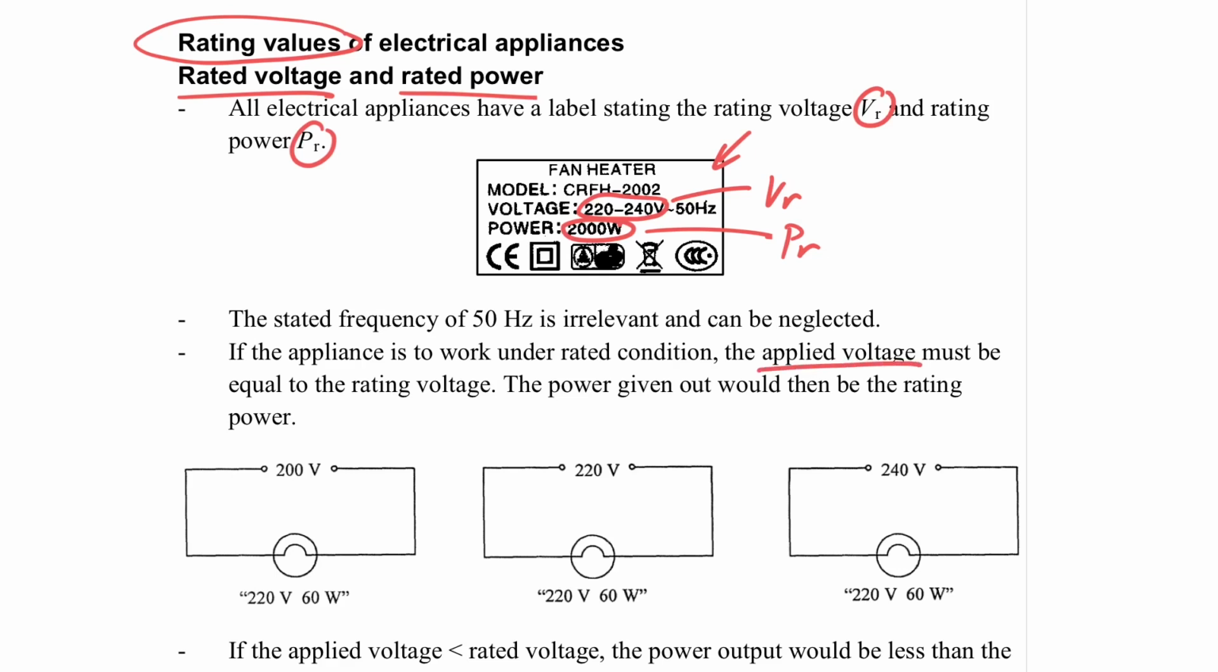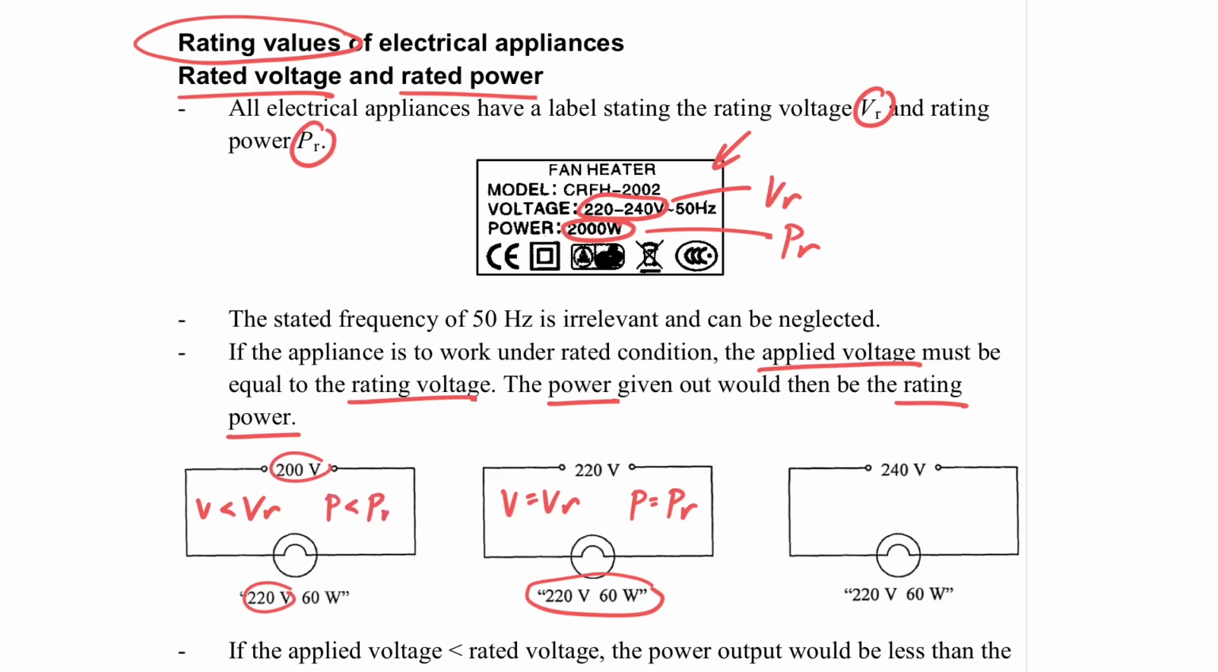We can consider it as a designed voltage, and when we apply a voltage which is the same as the rated voltage, it will give out the rated power. So let's consider the diagrams below. In the middle one, if we provide a voltage the same as the rated value, then the power given out is also the same as the rated value. However, if we provide a smaller voltage to it, then it won't be able to give out the same power. It will give out less.